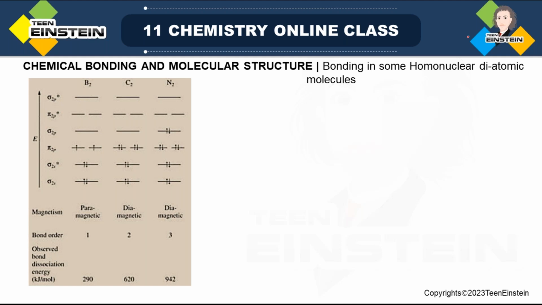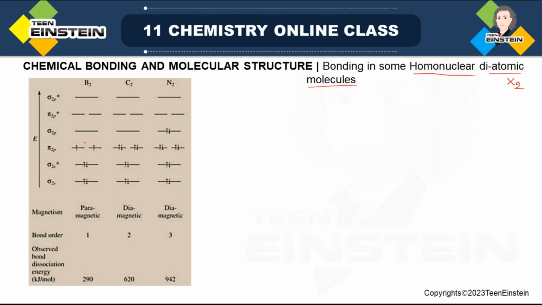Now for different homonuclear diatomic molecules, we will see how the bonding occurs in the MO diagram. Homonuclear means it is diatomic and both atoms are the same. So in general, you can consider it as X2. Here we have B2, C2, N2, and in this way you can also have O2. You can also compare them. That is why in the single diagram, you can see B2, C2, N2 all present simultaneously, so that you can compare.